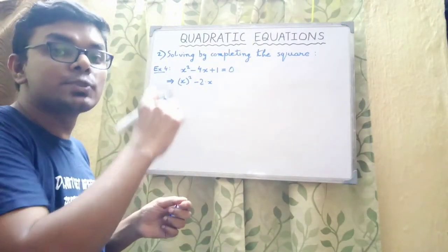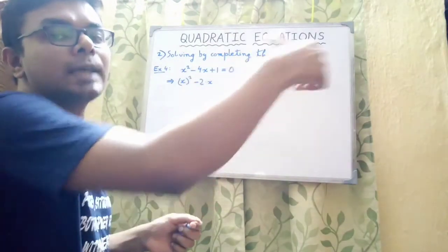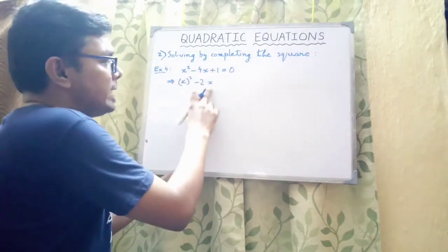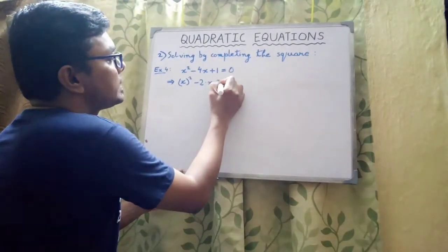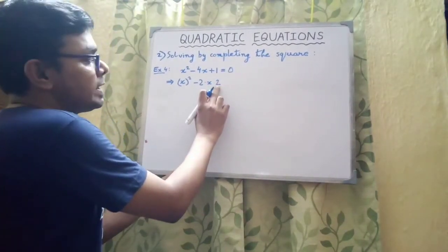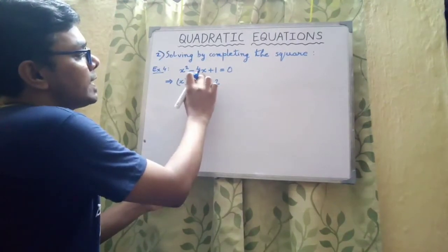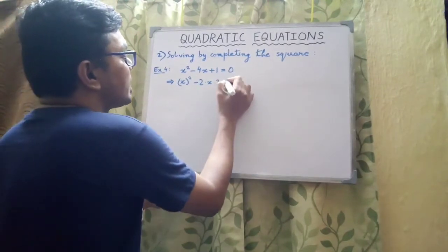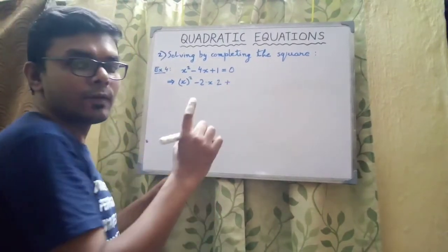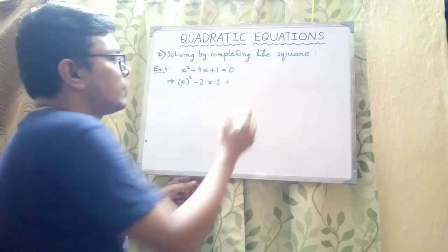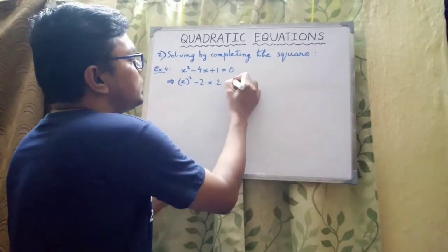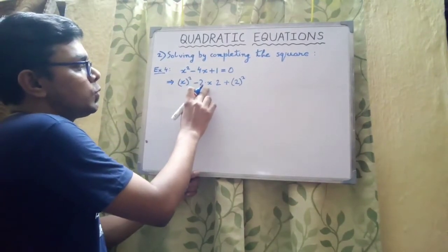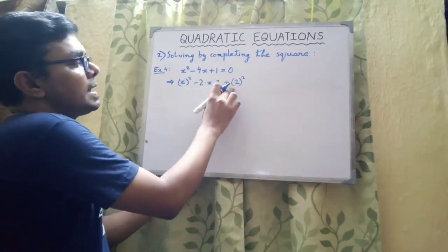A square minus 2 into a into b plus b square gives us a minus b whole square. So a square minus 2 into a into b, if we think this as b, that satisfies the minus 2ab term. Then we must have a b square so that a minus b whole square can be formed, that is 2 whole square. So we brought a b square, a square minus 2 into a into b plus b square.